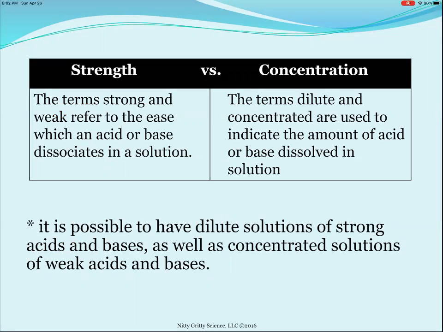Okay, strength versus concentration. So this is a difference between these. Don't get them confused. The terms strong and weak refer to the ease with which an acid or base dissociates in a solution, how easy it is. Concentration, the terms dilute and concentrated, are used to indicate the amount of acid or base dissolved in a solution. So strength, we're talking about how easy it is, and concentration, we're talking about how much there is. It is possible to have dilute solutions of strong acids and bases, as well as concentrated solutions of weak acids and bases. Okay, they mean different things.